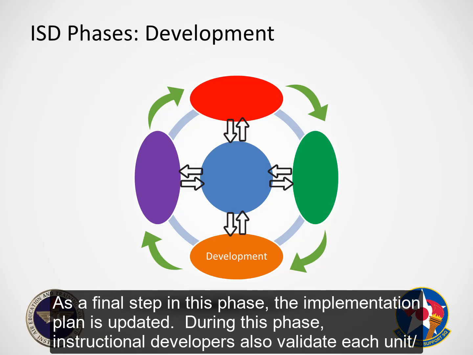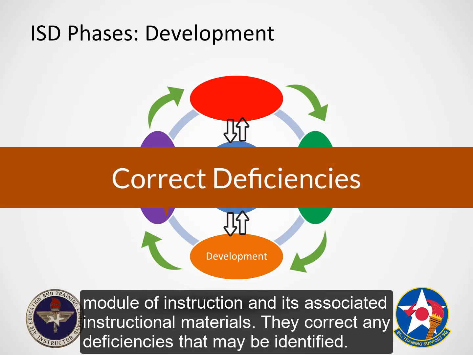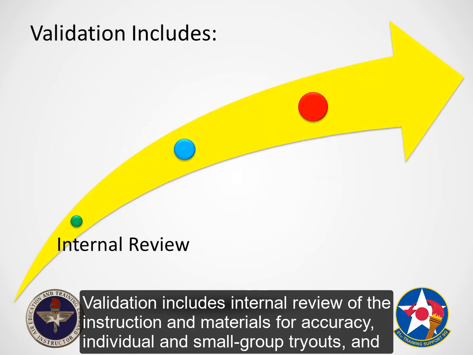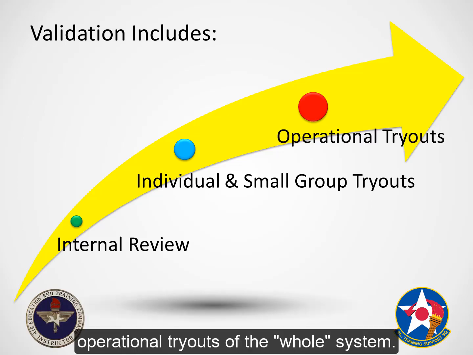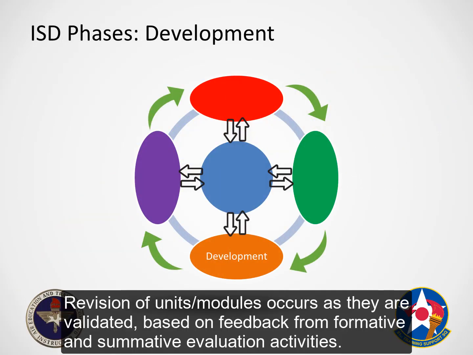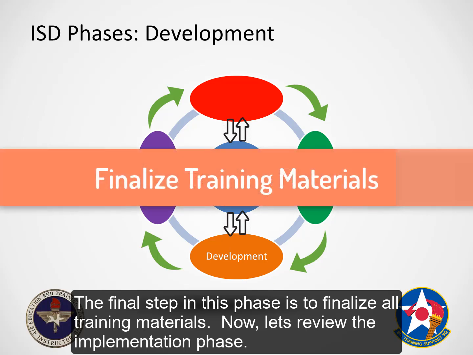During this phase, instructional developers also validate each unit module of instruction and its associated instructional materials. They correct any deficiencies that may be identified. Validation includes internal review of the instruction and materials for accuracy, individual and small group tryouts, and operational tryouts of the whole system. Revision of units or modules occurs as they are validated, based on feedback from formative and summative evaluation activities. The final step in this phase is to finalize all training material.